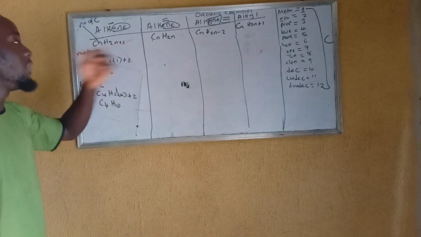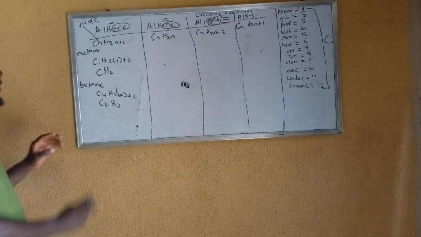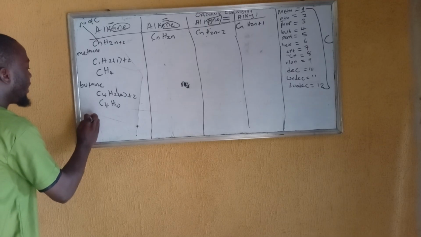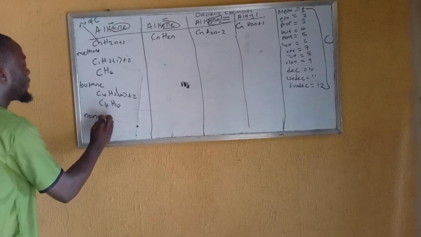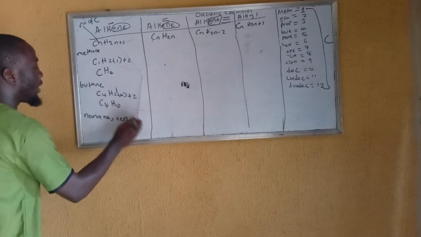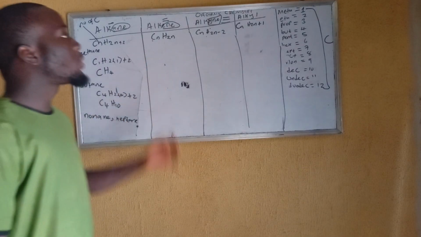So now moving to alkene. You can solve my example. Take this as an assignment: do for nonane and heptane, the molecular formula of nonane and heptane. Now let's move to alkene.